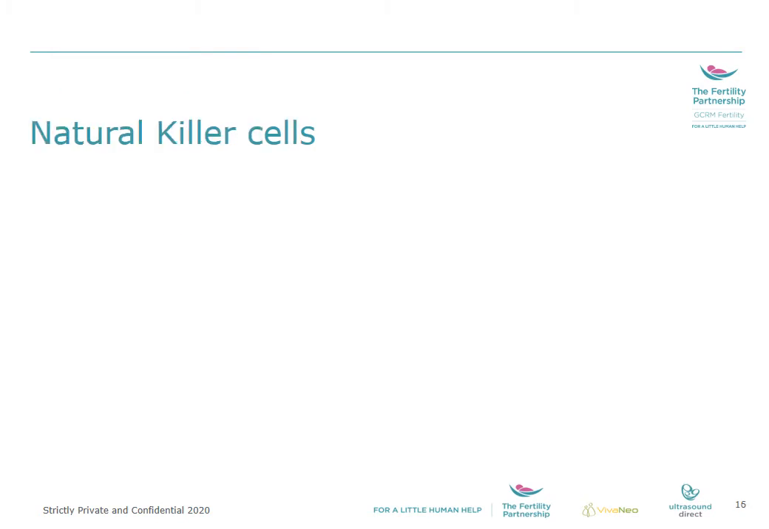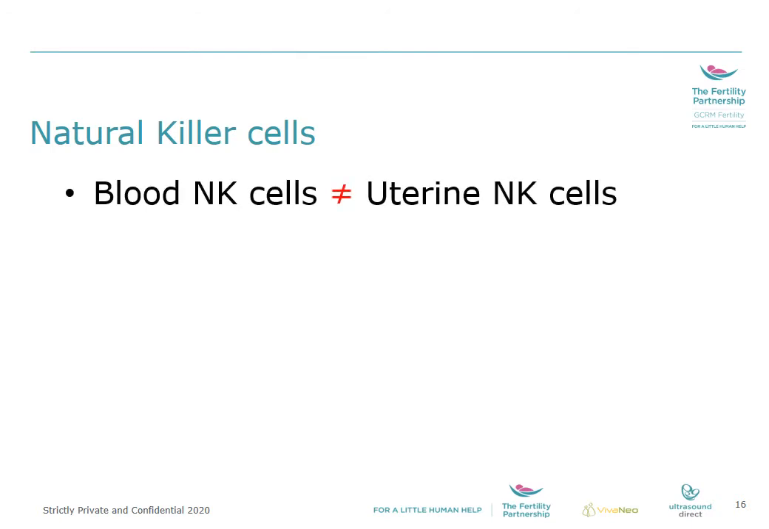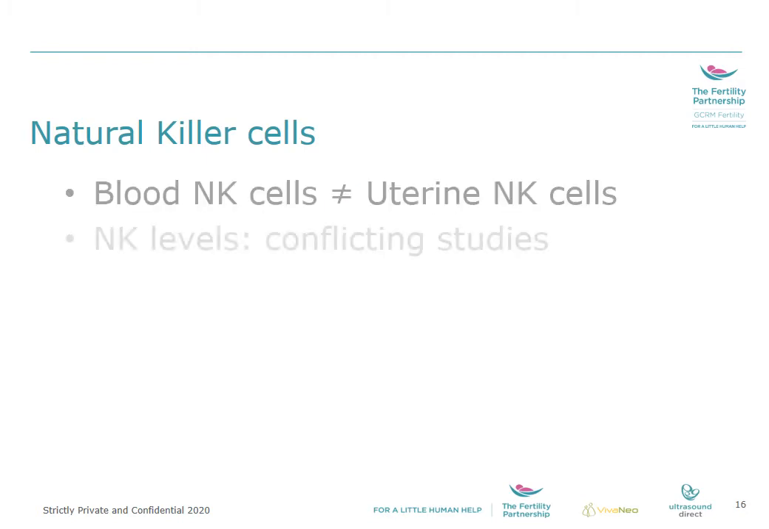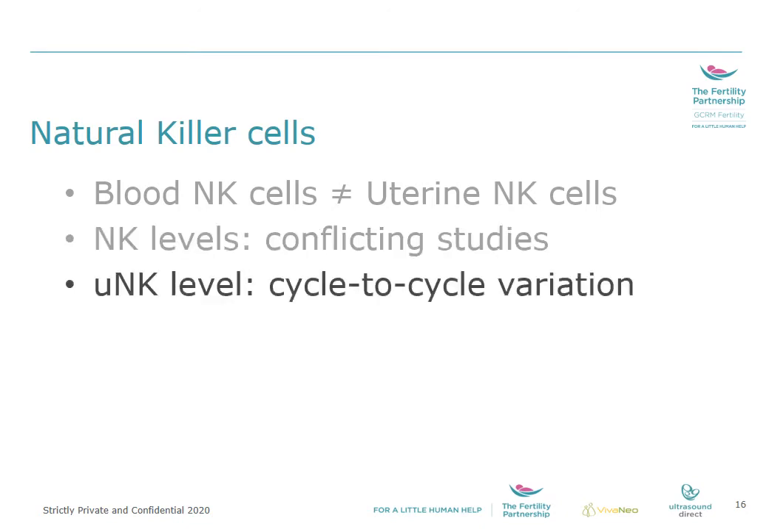What about natural killer cells? Well, the first thing to say is that the level of blood natural killer cells does not reflect the uterine, the womb natural killer cell population. They are two different species. And studies are conflicting. Some studies show that a high NK level is beneficial to implantation and pregnancy. Other studies show that it's actually detrimental.